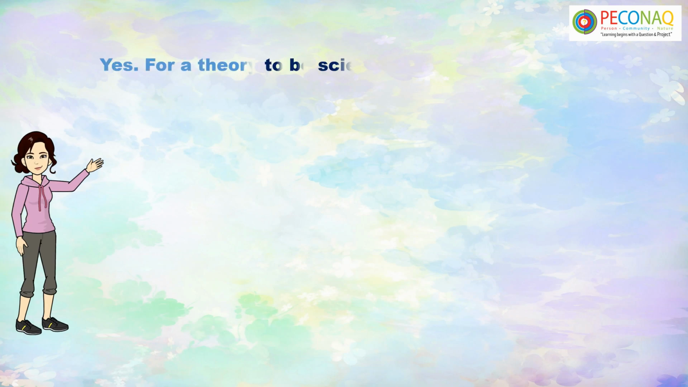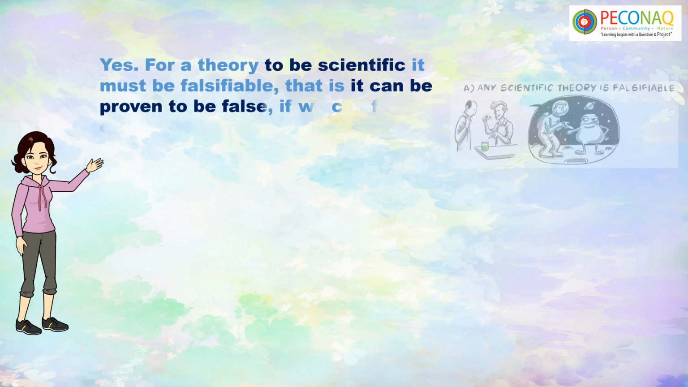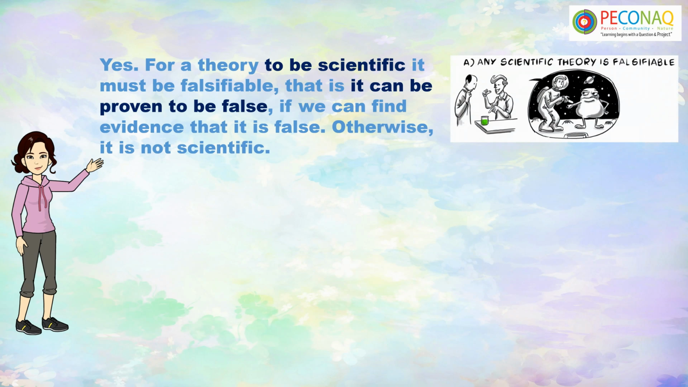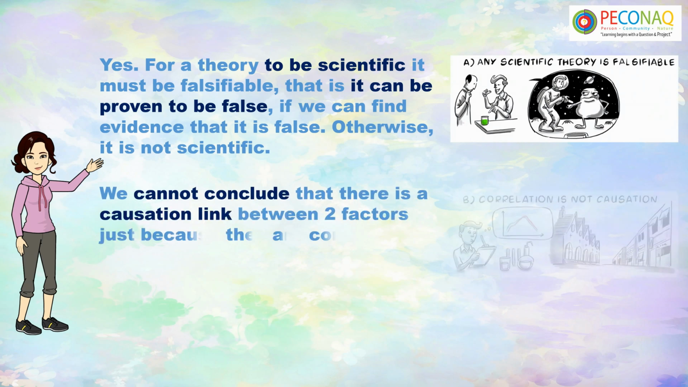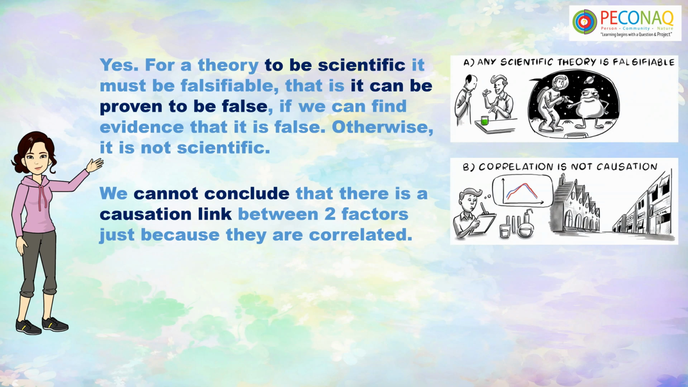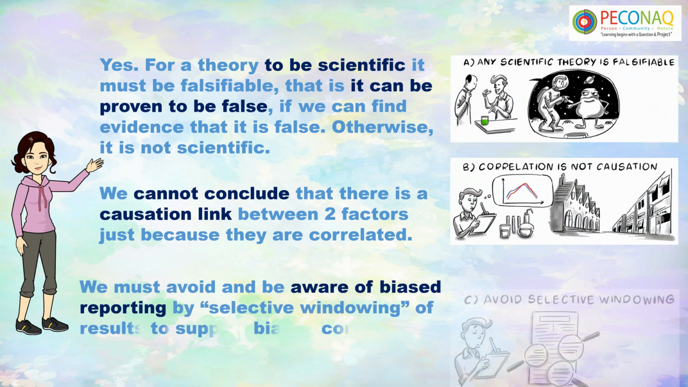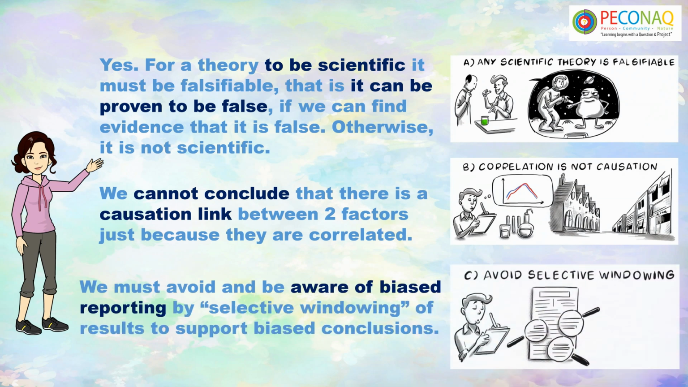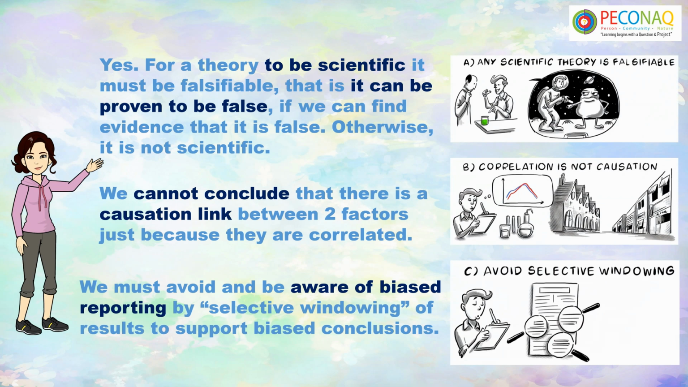Yes. For a theory to be scientific, it must be falsifiable. That is, it can be proven to be false if we can find evidence that it is false. Otherwise, it is not scientific. We cannot conclude that there is a causation link between two factors just because they are correlated. We must avoid and be aware of biased reporting, by selective windowing of results to support biased conclusions.